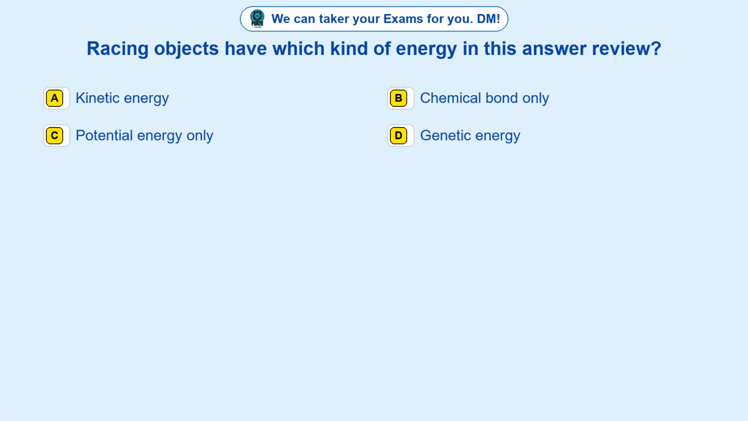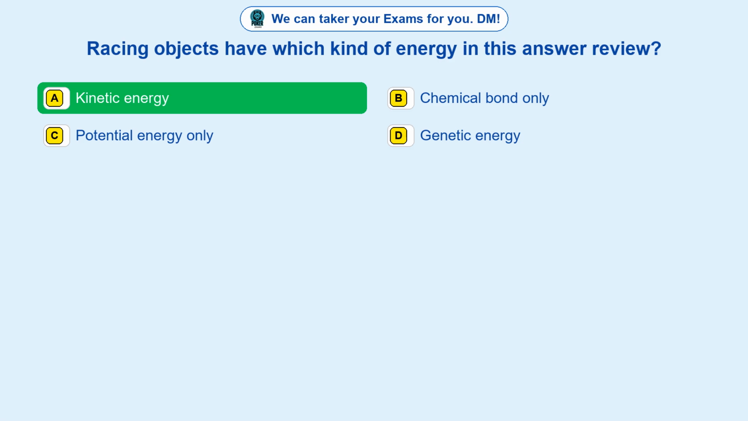Question 60. Racing objects have which kind of energy in this answer review? Option A, kinetic energy. Option B, chemical bond only. Option C, potential energy only. Option D, genetic energy. The correct answer is option A.